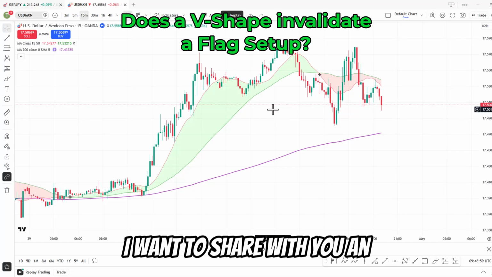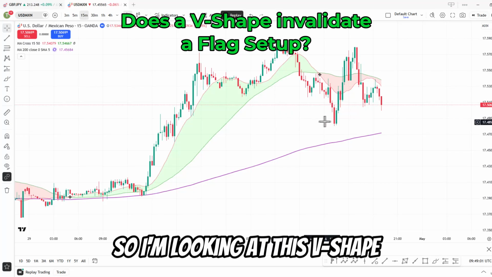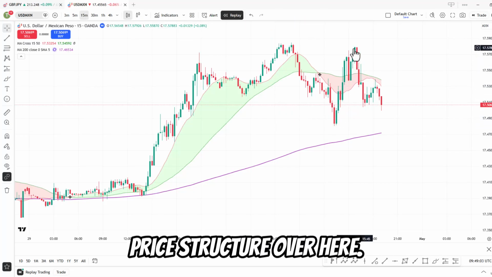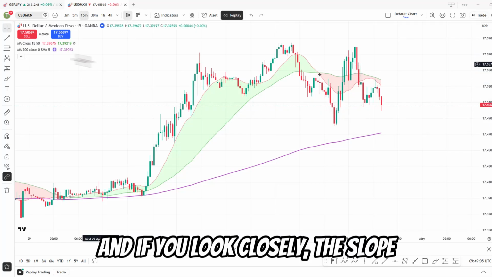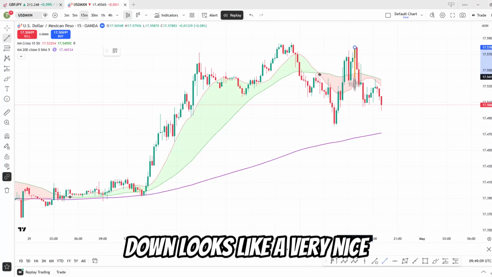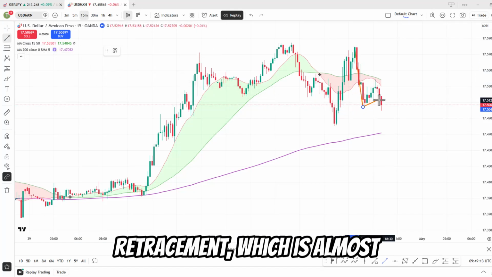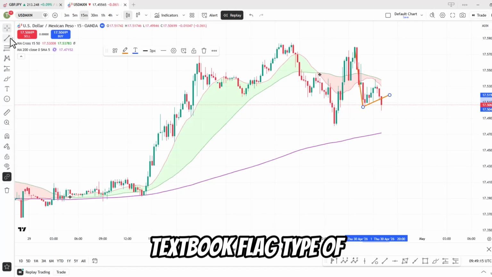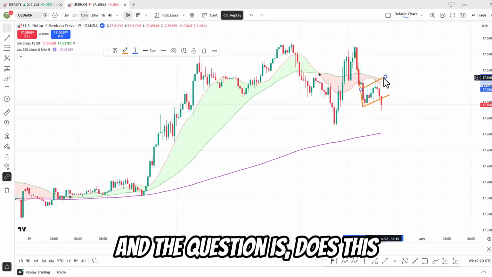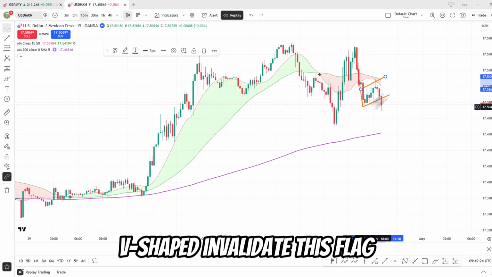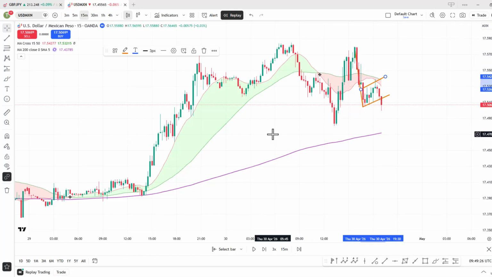I want to share with you an interesting pattern. So I'm looking at this V-shape price structure over here, and if you look closely, the slope down looks like a very nice flagpole, and then we have the retracement, which is almost textbook flag type of retracement. And the question is, does this V-shape invalidate this flag structure?